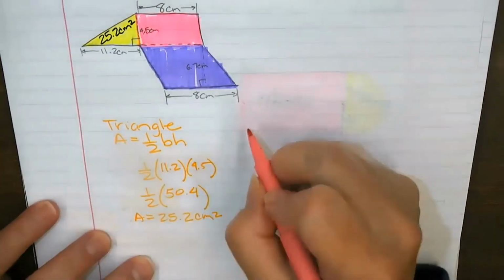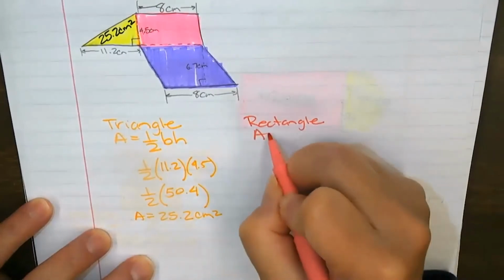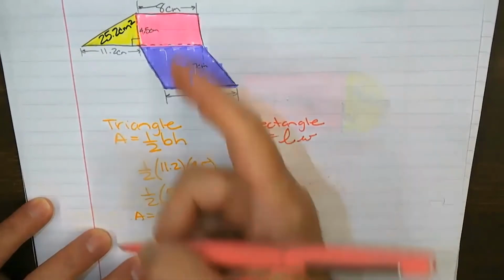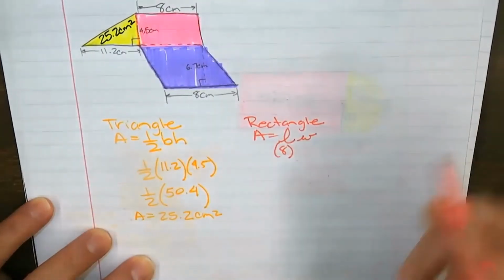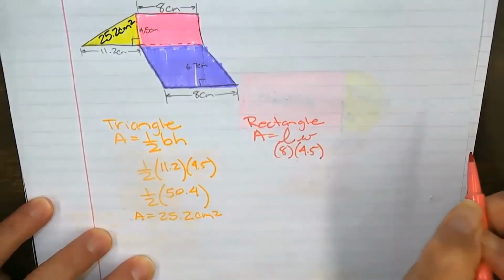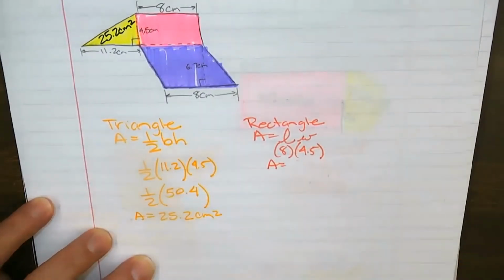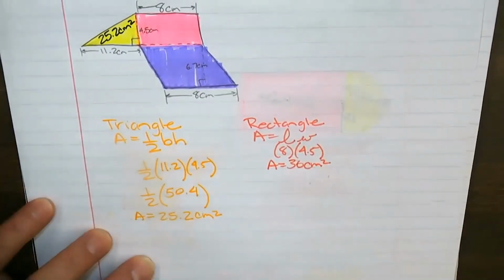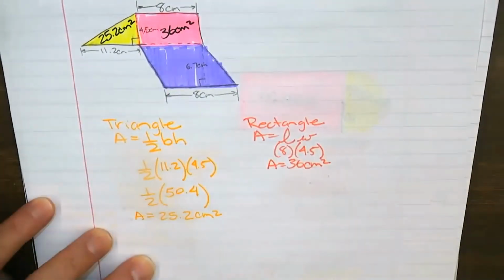Okay, now let's find the area of the rectangle. Now, area of a rectangle is length times width. So when I look at my pink rectangle, the length is 8 centimeters and the width is 4.5. So I'm going to use my handy dandy calculator, and I can see that the area of the rectangle is 36 centimeters squared. So I'm going to write it in here just to help me.